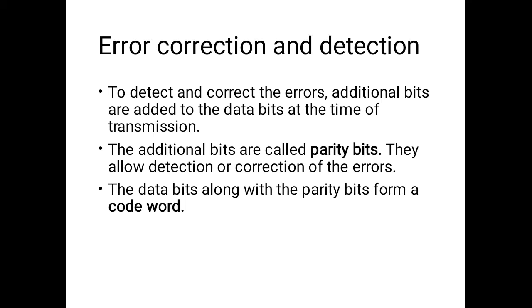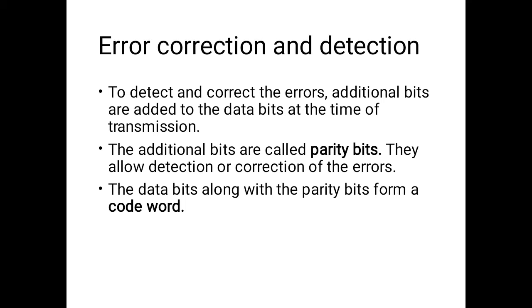Now, to detect and correct errors, the additional bits which are added to the data at the time of transmission are called parity bits. They allow detection or correction of errors, only one. And the data bits along with the parity bits form a code word.